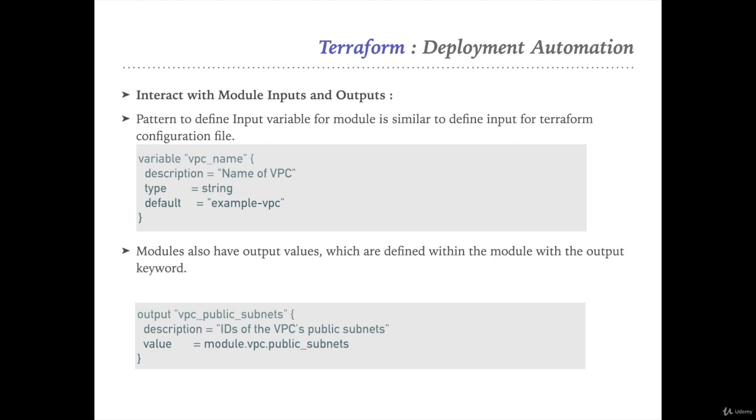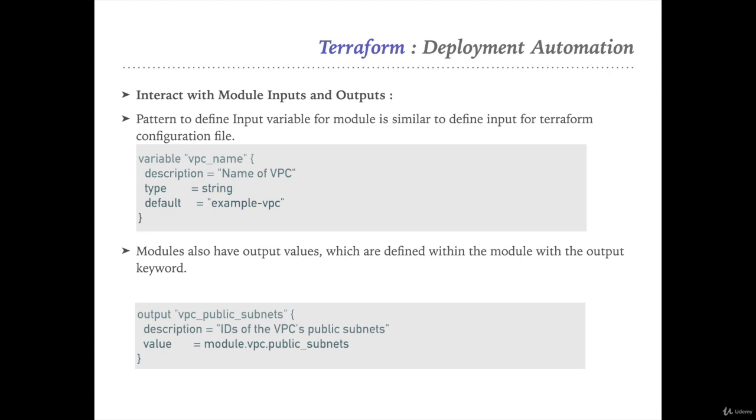Modules also have outputs, which are defined within the module with the output keyword. So within the module, if you want to put some output which will be used by the source calling your module, you can define it like output vpc_public_subnets. Over here we are defining the public subnet IDs as an output. So we keep output vpc_public_subnets as the name of the output.